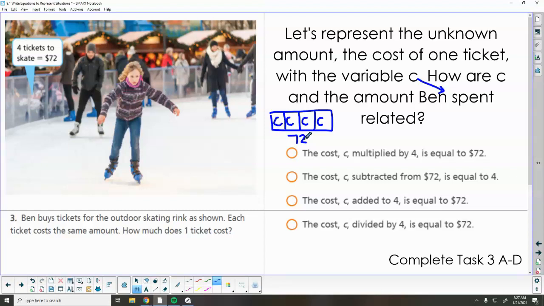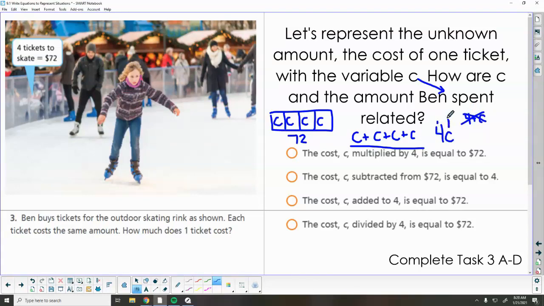So let's think about what we are doing here. I could do C plus C plus C plus C, but repeated addition is better done as multiplication. So how many C's do I have? I have 4 of them, 4 C's. So we're taking 4 and we want to multiply that by C. We can't just do 4 plus C. That means $4 plus another ticket. We need 4 tickets. This was like giving them a tip of $4. So adding is not going to work.